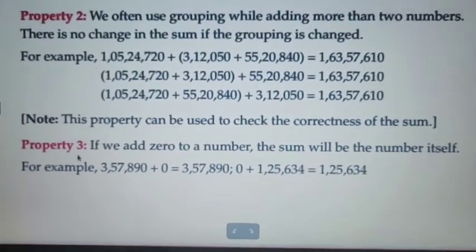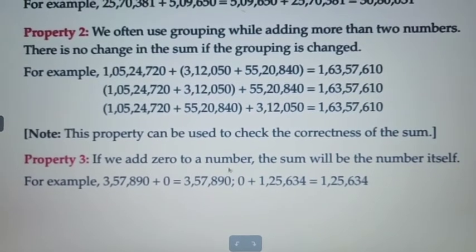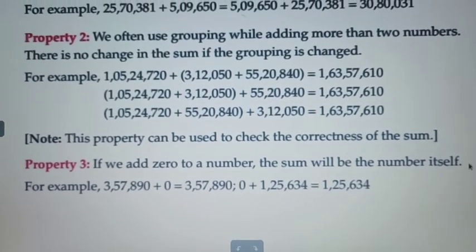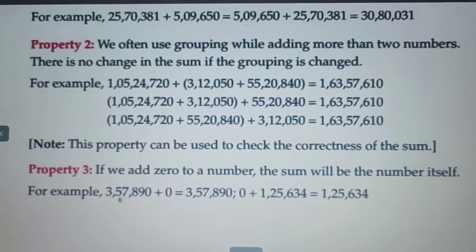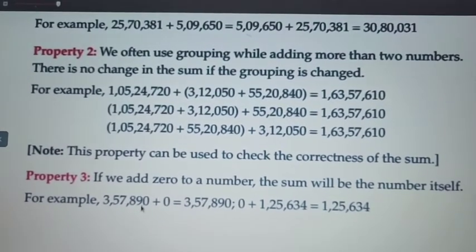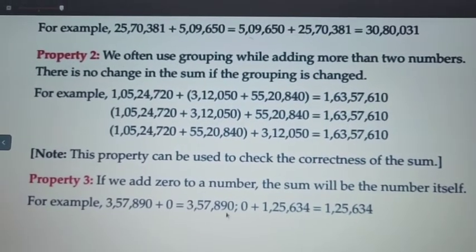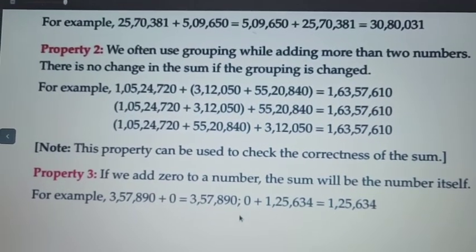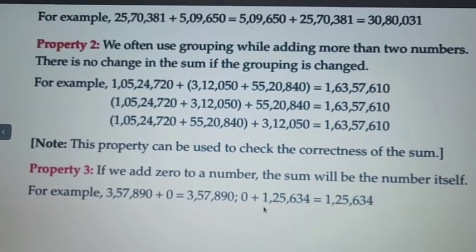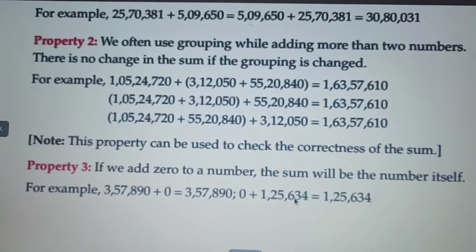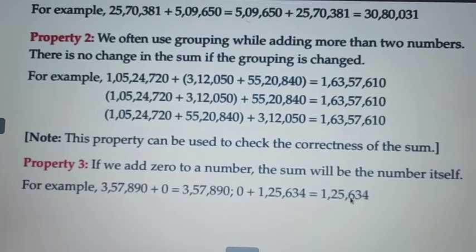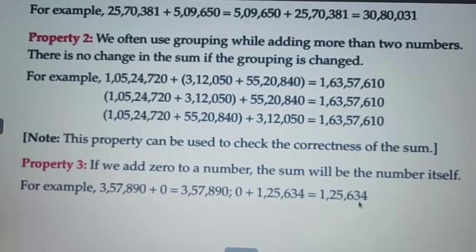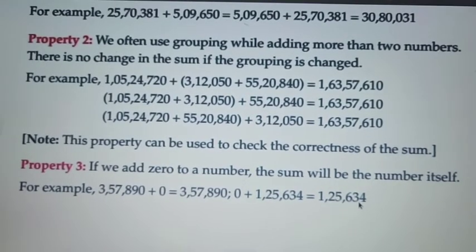Addition property number 3. If we add 0 to a number, the sum will be the number itself. For example, 3,57,890 plus 0 is equal to the same number. The number is not changing. The value is not changing. One more example: 0 plus 1,25,634. The answer is 1,25,634 itself. No changes.